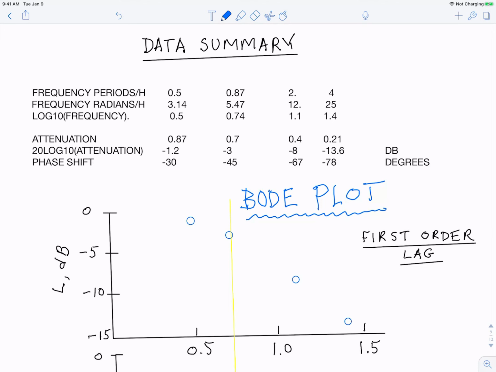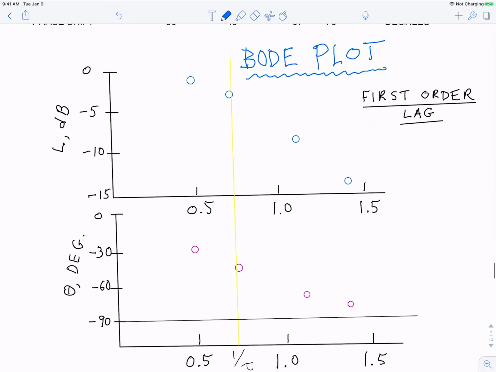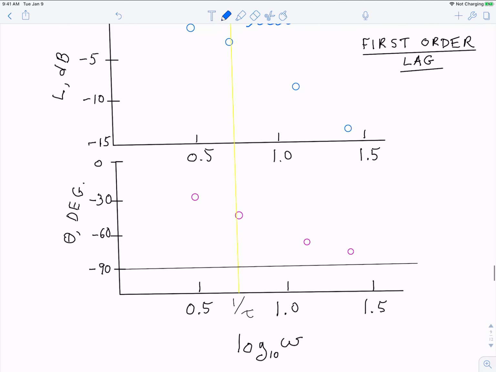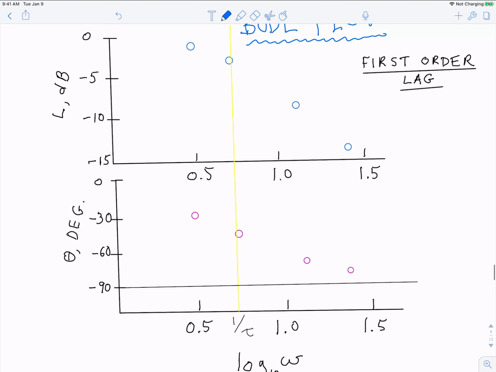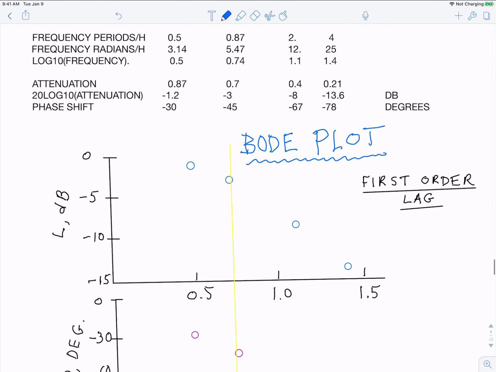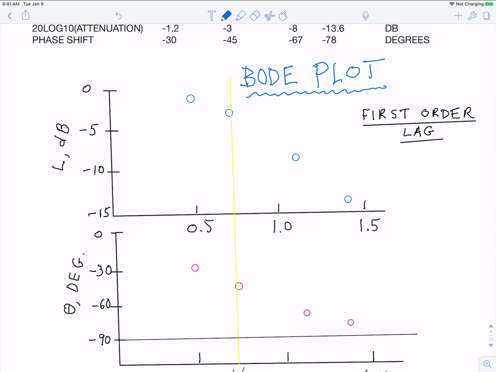We can plot the log modulus and the phase angle versus the log of the frequency measured in radians per hour, and we can get a so-called Bode plot. So here's the log modulus versus log of frequency, and here's the phase angle versus log of frequency. And you can see here the point of 1 over the time constant that I mentioned before. That was our second data point that had a phase angle of minus 45 degrees and a log modulus of minus 3 decibels. So that is typical of a first order lag, which is exactly what the tank is when we measured it.